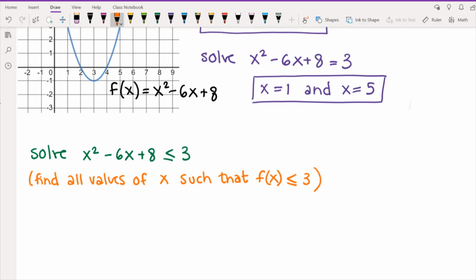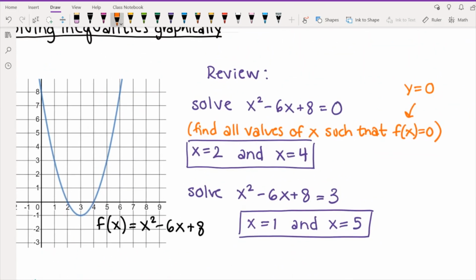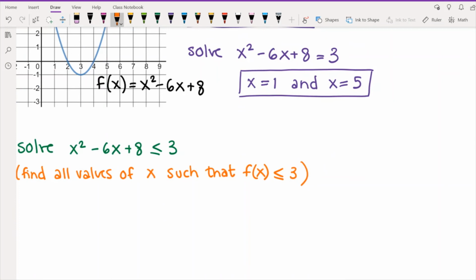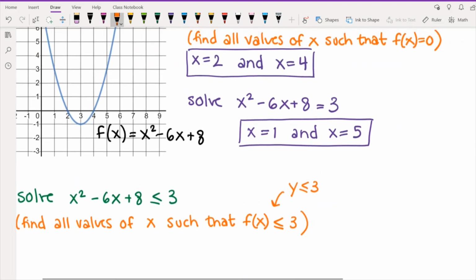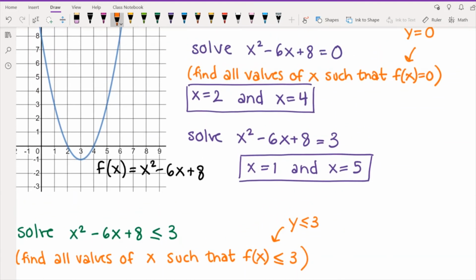And just like before, remember when we said if f of x equals 0, that's always referring to a y value, right? So when we're talking about f of x being less than or equal to 3, that means we should be looking at the parts of the graph where y is less than or equal to 3. Right? Because f of x is the y values. And so what we want to do is go onto this graph and look at the part of the graph that lies below a y value of 3.